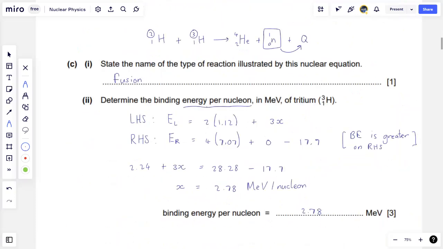For question C, state the name of the type of reaction that is shown by this nuclear equation. Simply fusion, spelled correctly. Make sure your spelling is correct and your writing is legible.